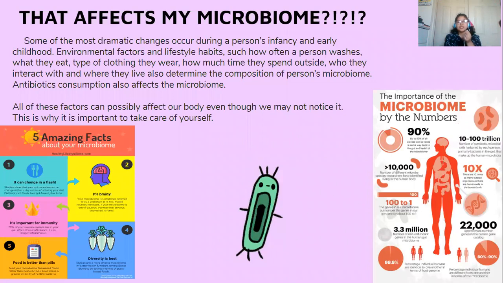So some of the most dramatic changes occur in a person's infancy and early childhood. Environmental factors and lifestyle habits, such as how often a person showers, what they eat, what type of clothing they wear, how much time they spend outside, who they interact with, and where they live, as well as any antibiotics or medicines, could determine the composition of a person's microbiome. Knowing all of these factors that could affect our body and our microbiome, this just shows that we should take care of ourselves all the time so we can have a healthy microbiome.